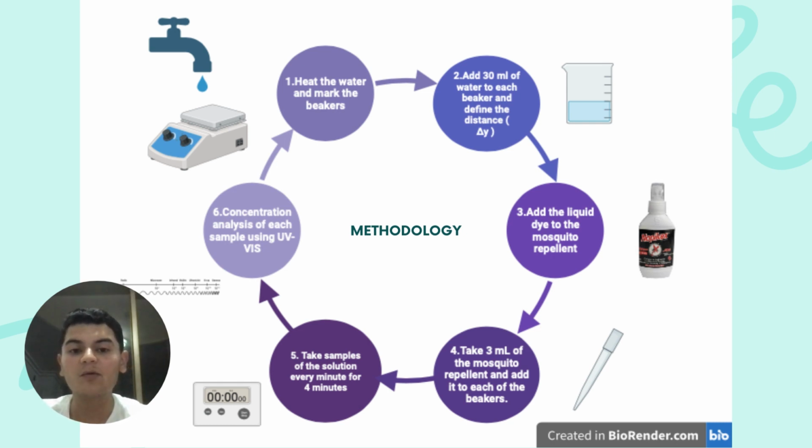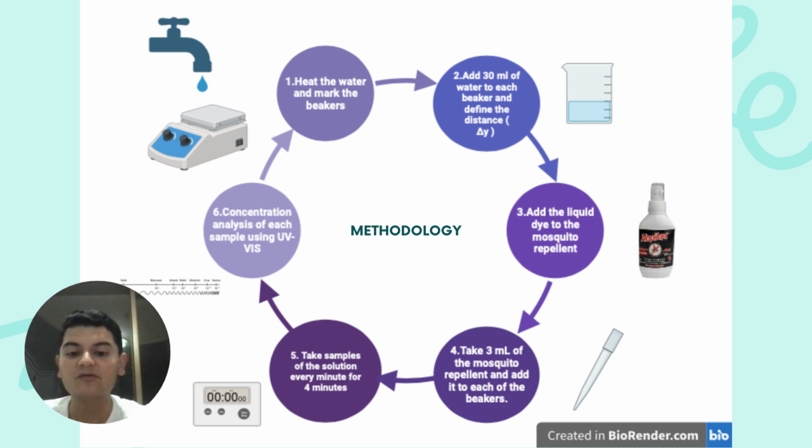The second step was to add 30 milliliters of water to each beaker and define the distance. The distance is just the length that we're going to consider the diffusion. And the third step was to add the liquid dye to the mosquito repellent. In our case, we use Nopikex as our mosquito repellent. The fourth step was to take 3 milliliters of the mosquito repellent and add it to each of the beakers that have the water at the different temperatures.